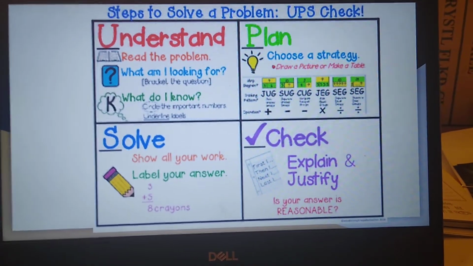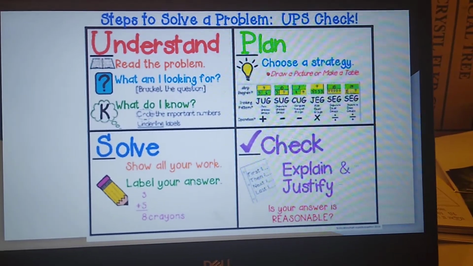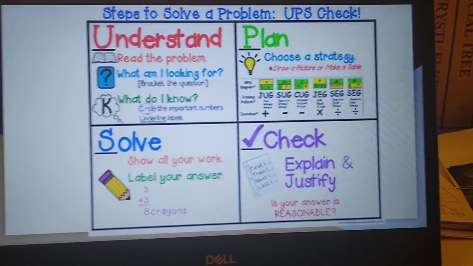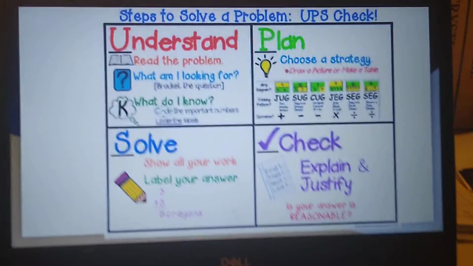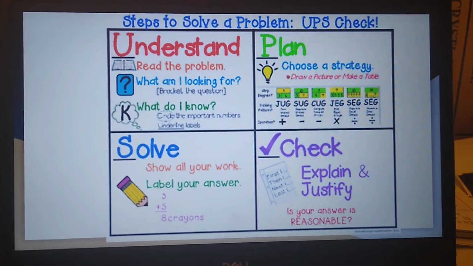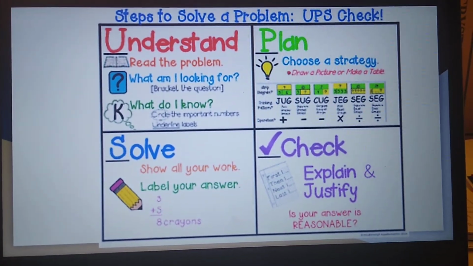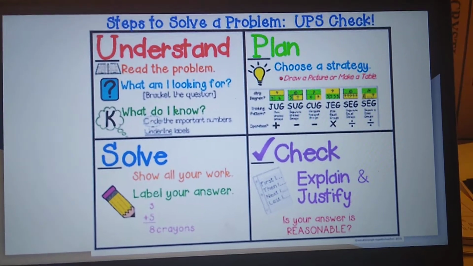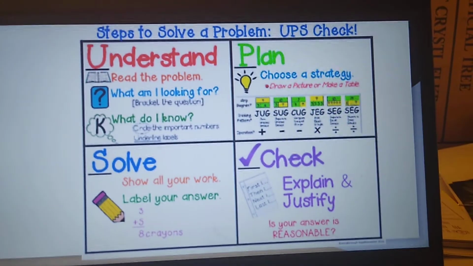If it says sum, we're going to be adding. If it gives us the total and we need to find a missing part, we're going to either be subtracting or dividing. If we need to find the product, we're going to be multiplying. So again, using those signal words that we picked up in the understand portion when we annotated, to use in the planning portion and making that strategy.